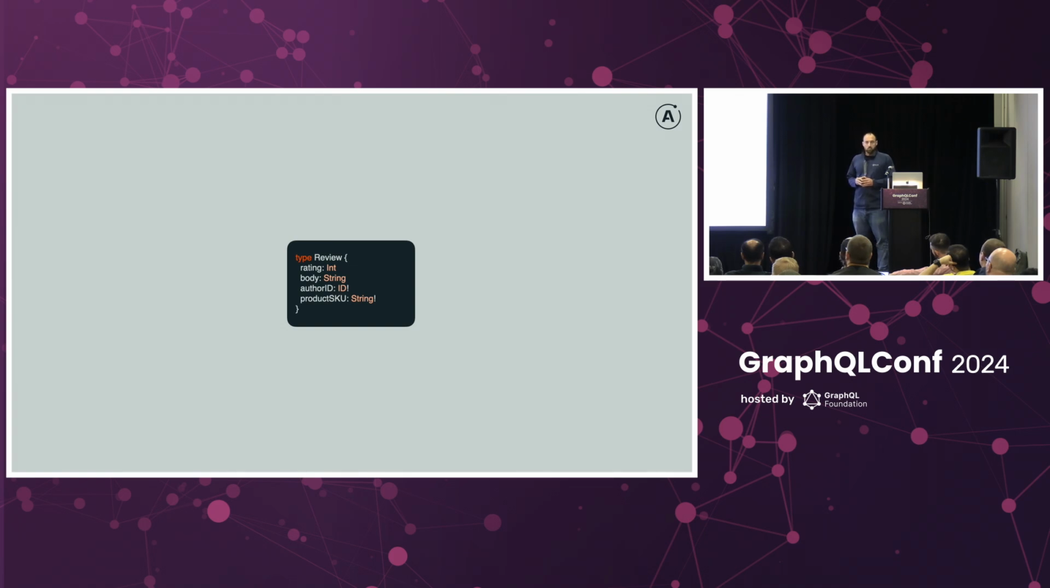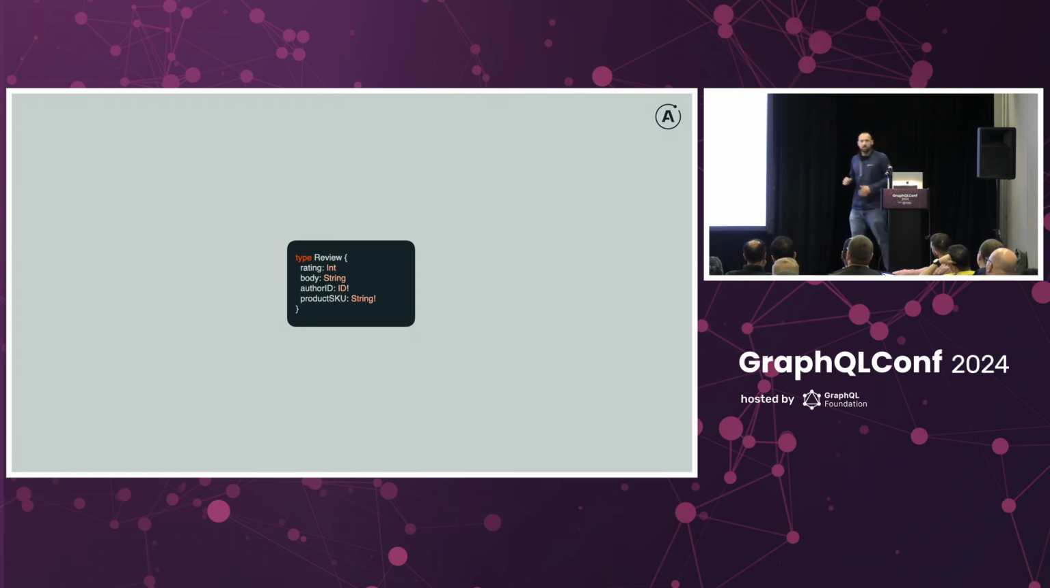The way we handled this with schema stitching, and the way this is still handled in some approaches, is to basically say, well, we have a foreign key. We have, in this case, an author ID. We have a product SKU, and these represent relationships. But in this underlying schema, they're just scalars.